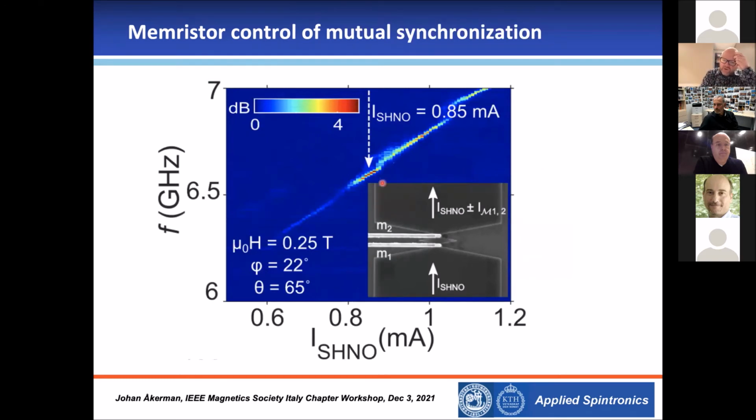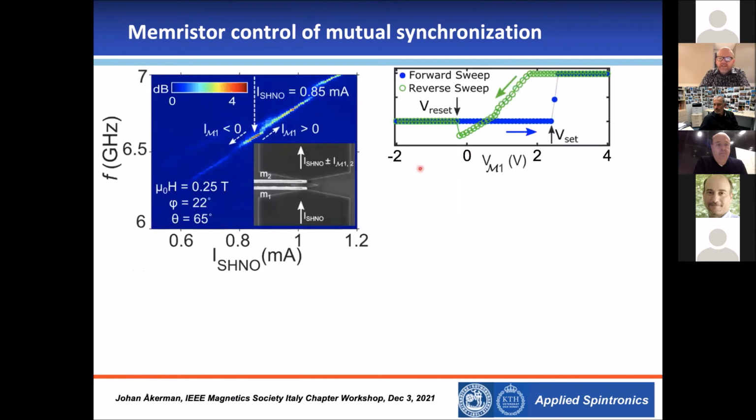So first we look at the behavior of this chain when the gates are floating. So there's no voltage, or they're not grounded either. And we pick out an operating point here that we will use. So this is a synchronized state of the two oscillators, and we're going to work here. And then we hope to be able to move the frequencies up or down by adding or subtracting current. And that is indeed what we see.